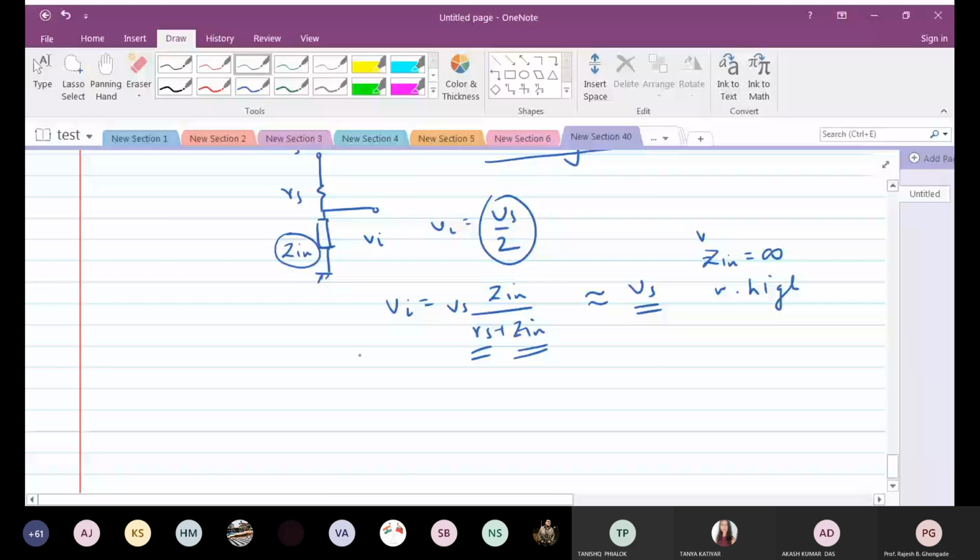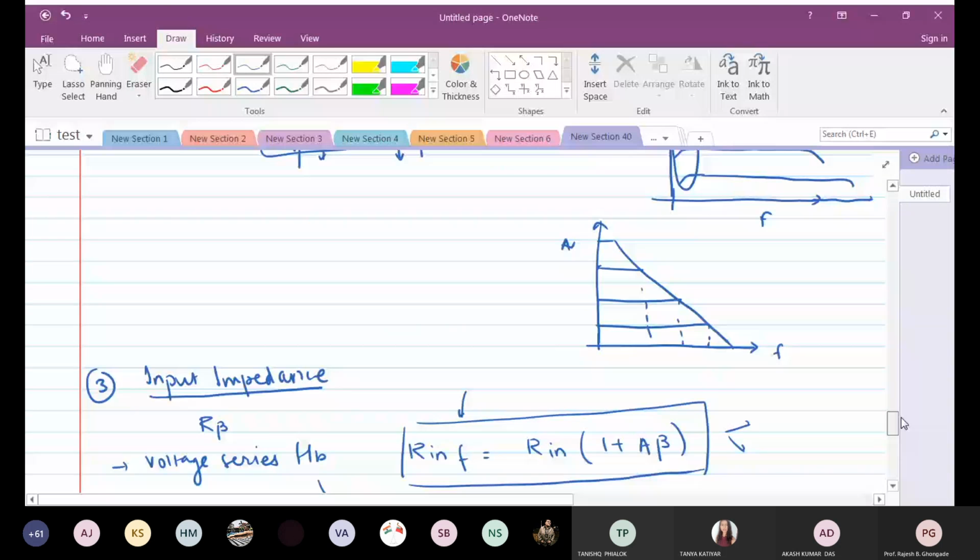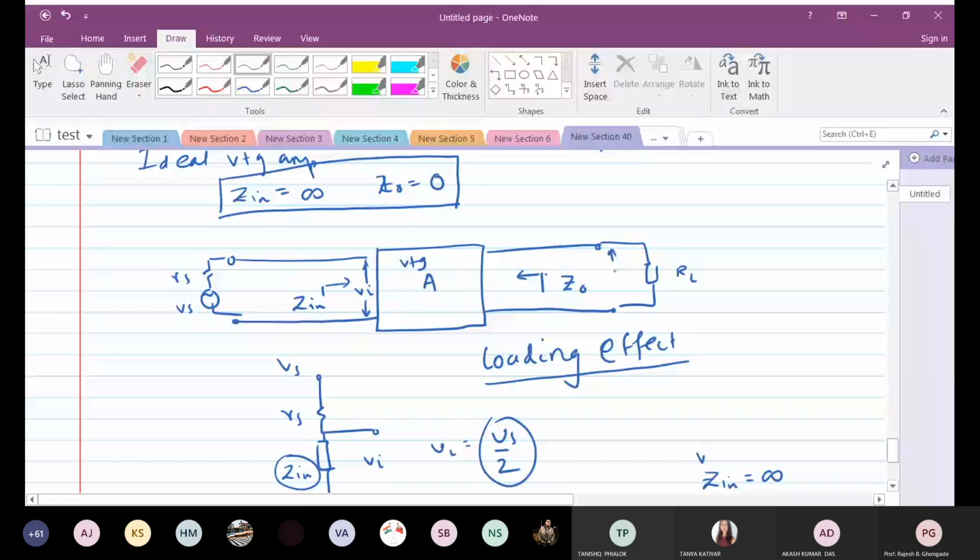Voltage across your RL, this is going to be V out. Whatever is your input, whatever is your actual output voltage, I will call this VO dash. And then I have the Z out, and then I have the RL. This is going to be your V out.